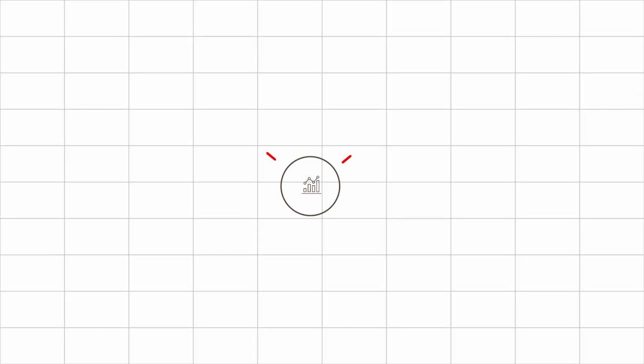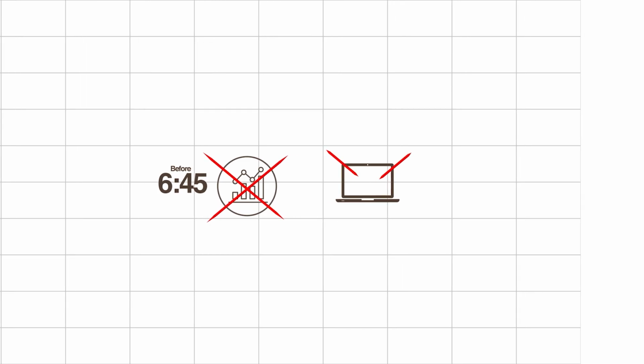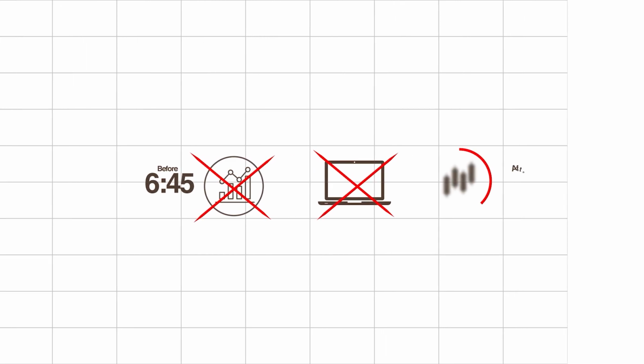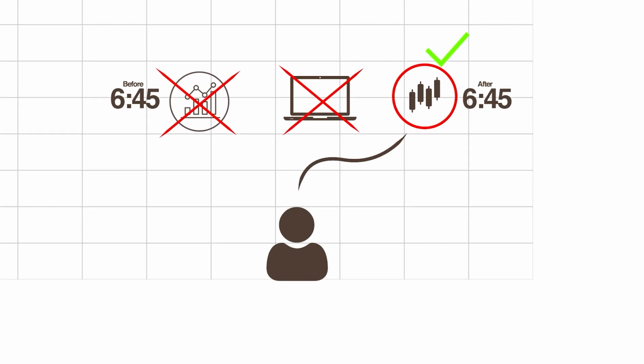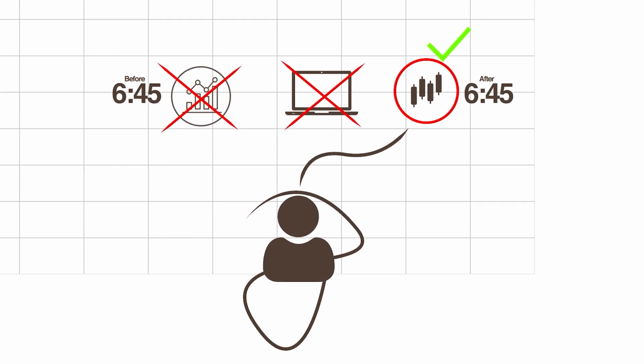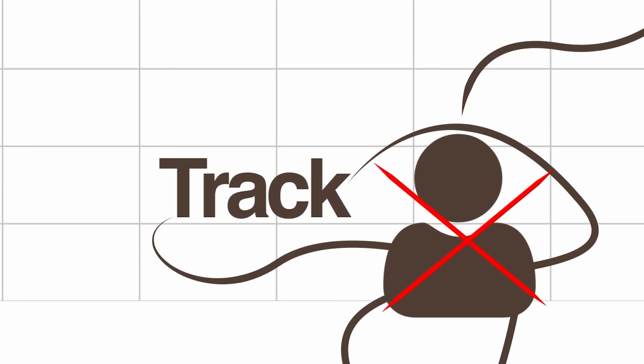So let me give you an example. One of my students started journaling after figuring out something was wrong. He found out that most of his losses were happening before 6:45. So now when he gets up, he doesn't trade until 6:45. He does not take a single trade. He does not open his laptop, and he starts trading after 6:45. And guess what? He's way more consistent. So if you don't track your trades, you won't learn from them.